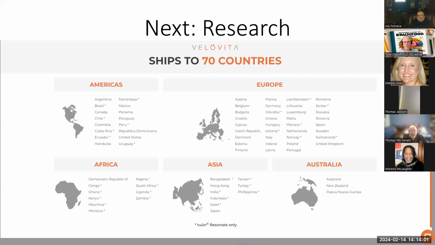Now, Velavita, they show all the countries. When you log into Velavita, this screen should pop up. It shows all the countries that Velavita ships to. So you can advertise to Europe, but you want to do it in the language that is shown here. You would have to do research to know which language they speak. Of course, you have the Americas, Africa, Asia, and Australia.